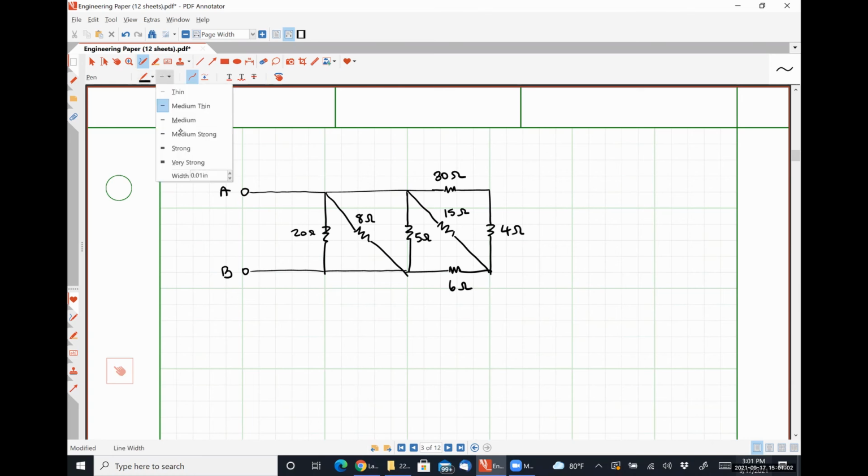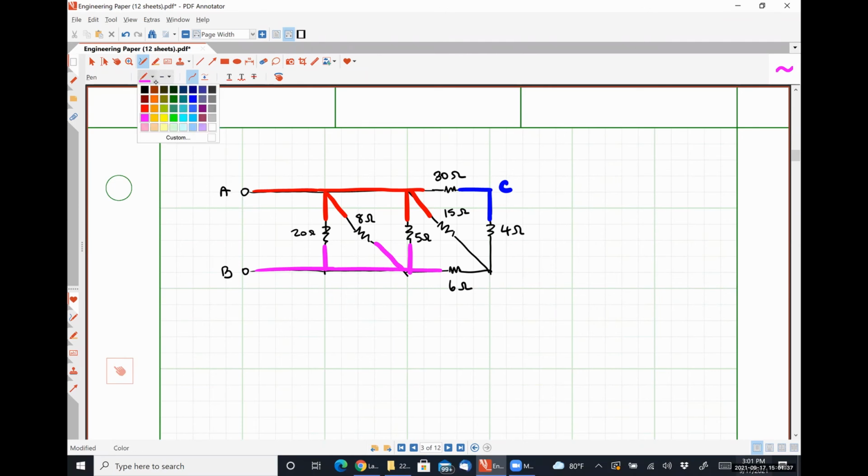And I call it connect the dots. So what I'm going to do is I'm going to identify my nodes. So this node here in red is going to be node A. This node here in blue, I'm going to call it node C. This node in pink is going to be node B. And this guy in green is going to be node D.